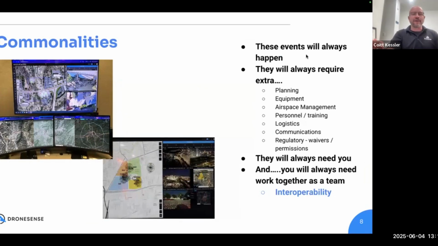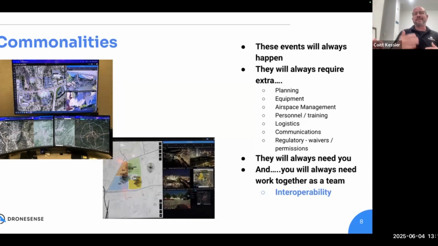So some of the things we need to be thinking about: they will always happen. We're always going to have the large football game. We're always going to have the large musical events. The Indy 500 happens every year. They will all require planning. They'll all require everybody to have equipment that works together, and when I say equipment that works together, I mean software as well, right? So not just, "Hey, I've got a bunch of drones," but you've got to be able to put all those drones onto one screen so you can actually do your job. For every event you have, you're going to have to focus on airspace management.